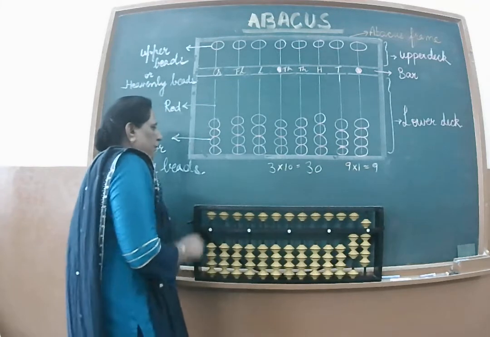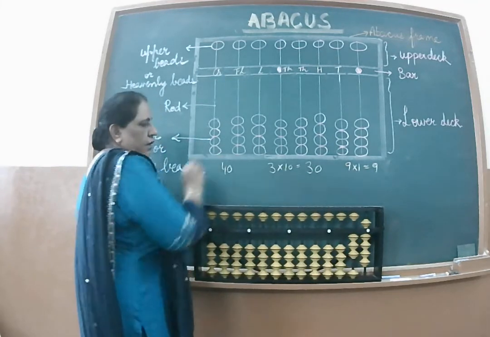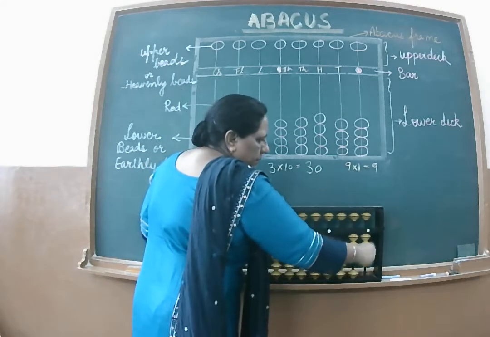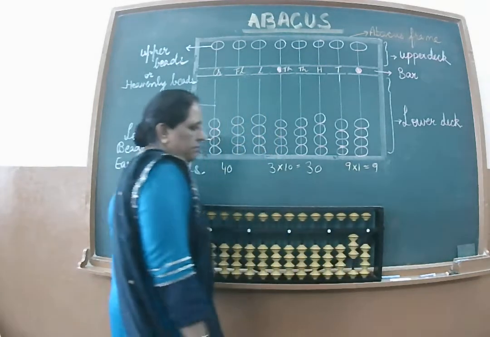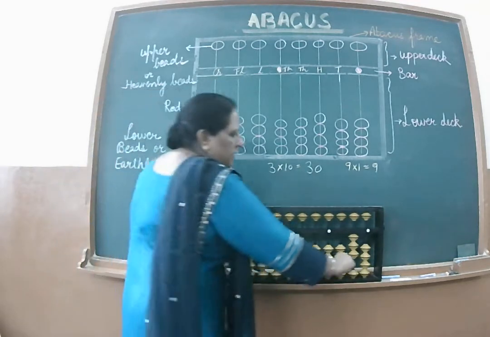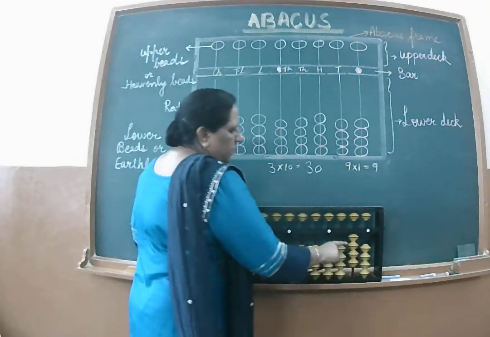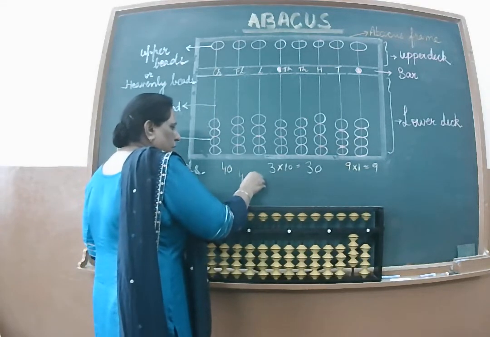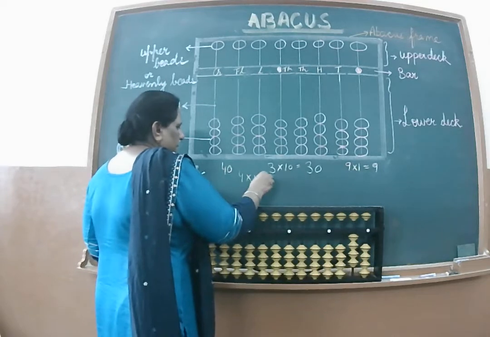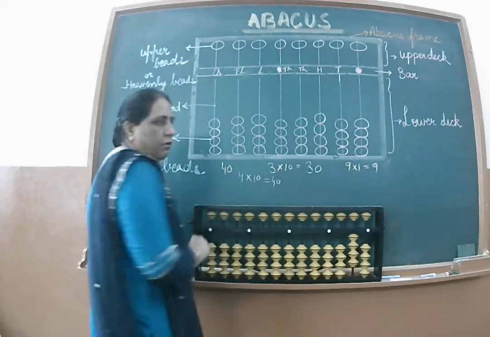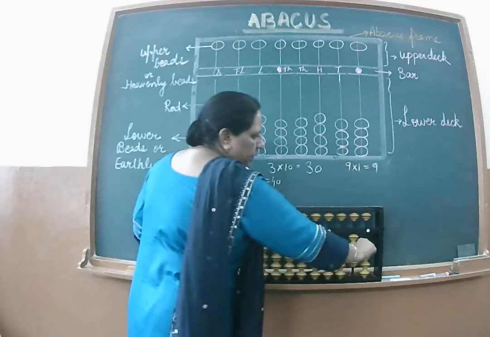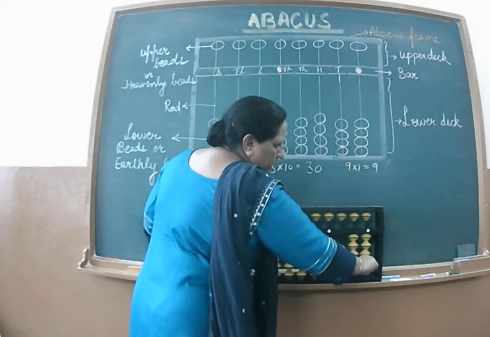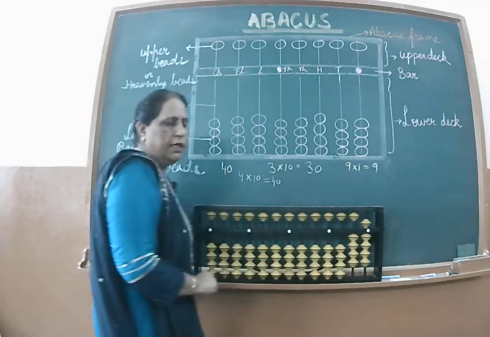Now if you want to write 40, then what do you do? I will put all the other beads in their place, and this one should be there. 4 beads at the tens place. So 4 into 10. This becomes 40. Then 40, 41, 42, 43, 44, and it becomes 49.